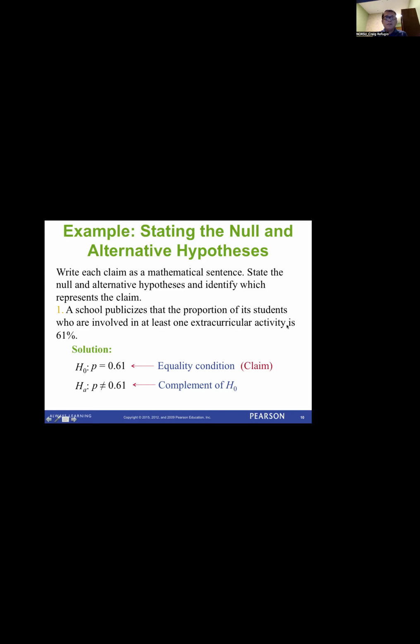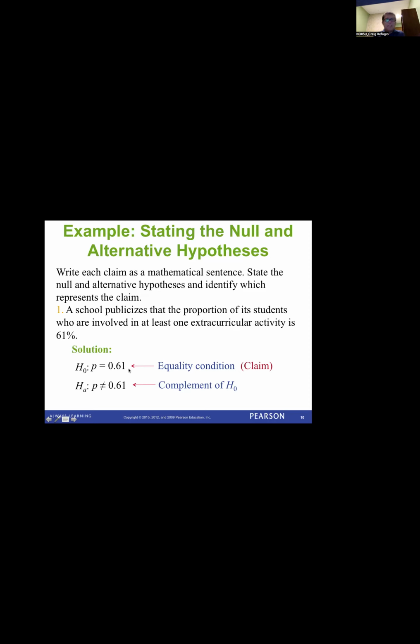So it is mentioned is 61%. If you remember your algebra, "is" is a linking verb in the English language. And that linking verb is actually represented by equality. So the word "is" is represented by equality. That is why 61% or 0.61. So p is equal to 0.61.